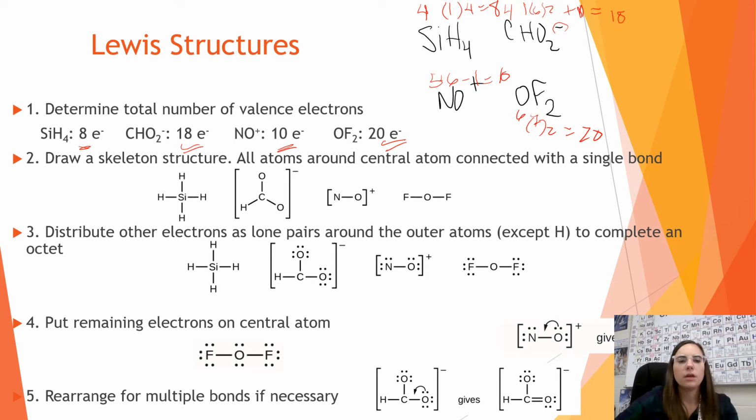Okay. So then we're going to draw our skeleton structure, meaning if we have more than 2 atoms, one of them is going to be in the center. That's going to be your least electronegative atom, or your one that can make the most bonds. So in other words, if carbon, silicon, those are always going to be your center atoms. So silicon's in the center here, carbon, there is no central atom on this one, and then oxygen. And then I'm just going to arrange my other atoms around it. I'm going to connect them all with a single bond.